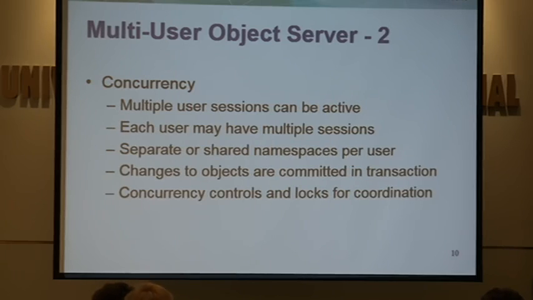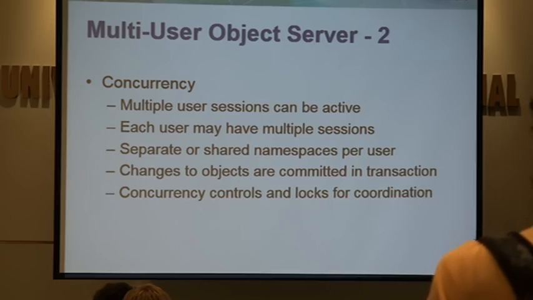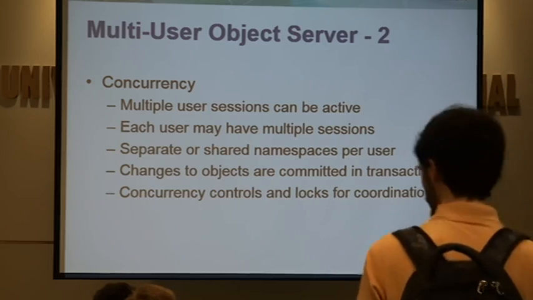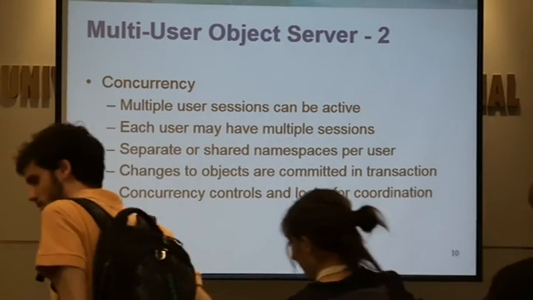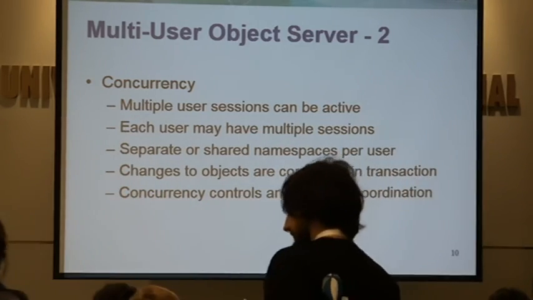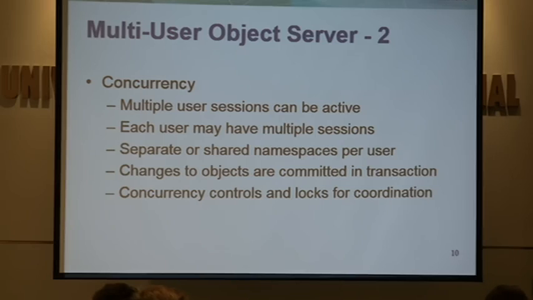Concurrency, multiple sessions can be active. Each user can have multiple sessions, and each login session can have a different namespace or namespaces. Changes to objects are transaction-based. So when you have a commit, then they can be visible to others. Otherwise, they're isolated. Concurrency checks are available, locks for coordination. So we can coordinate concurrency and so on.